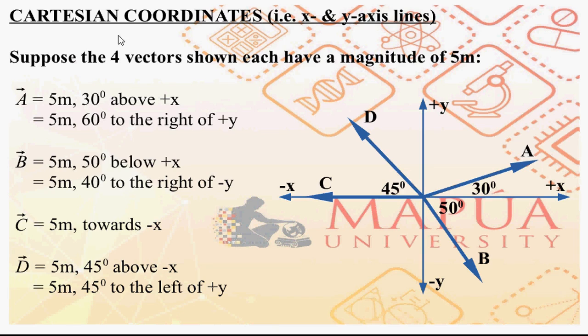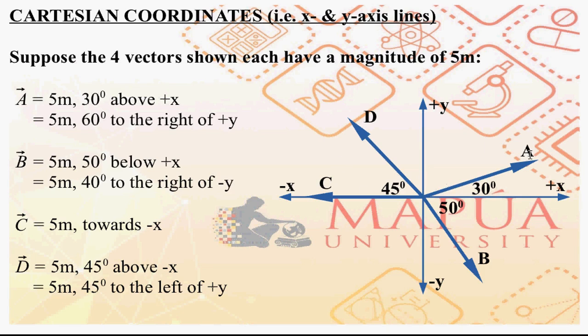First, we have the use of the Cartesian coordinates. In other words, the x-axis and the y-axis lines. So you have the x-axis, positive x direction, negative x direction, and then you have the y-axis, positive y direction, and negative y direction. Suppose you have four vectors as shown in the figure. You have vector A, vector B, vector C, and vector D. To keep things simple, all of these vectors have the same magnitude, 5 meters, so that we can focus on the direction of the vectors.